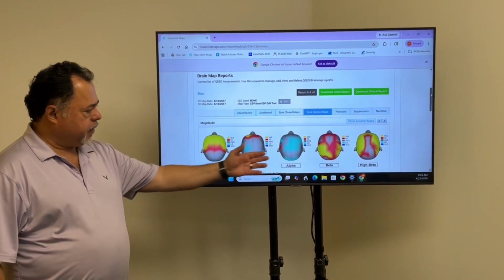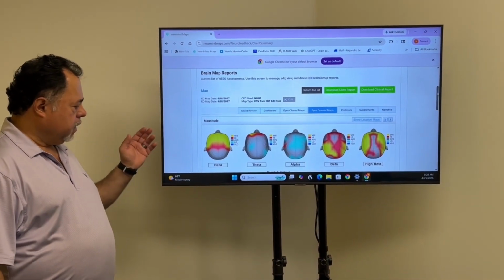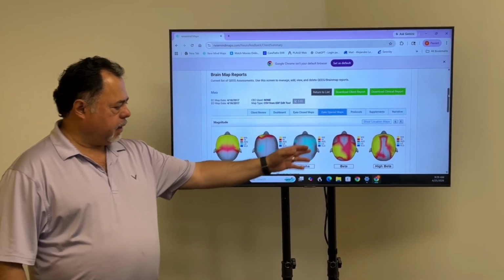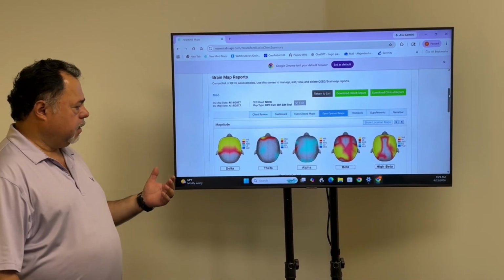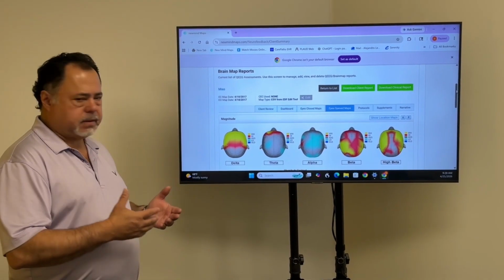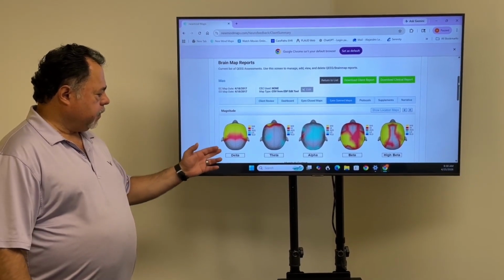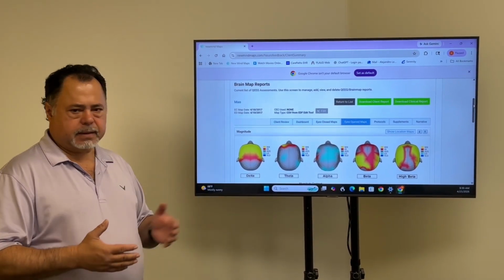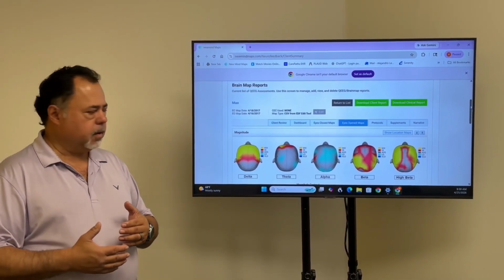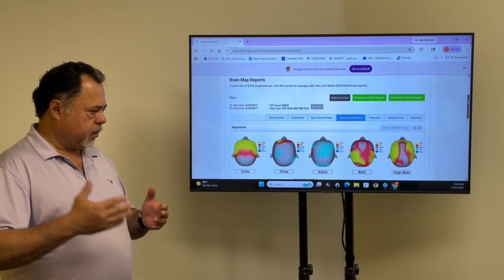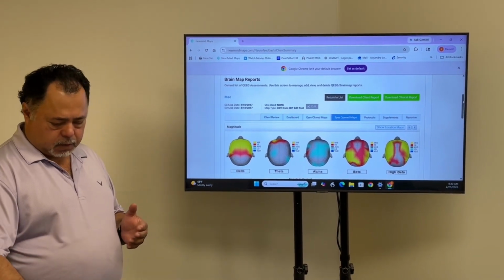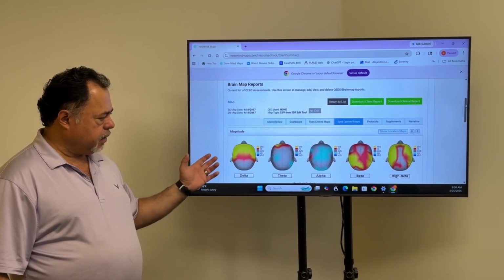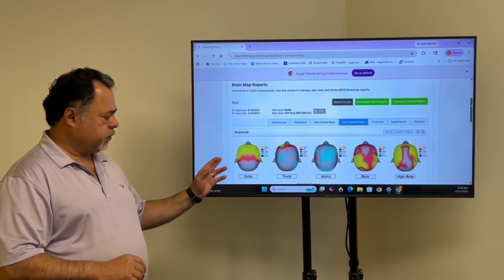So in this brain mapping, we have five specific brainwaves: delta, theta, alpha, beta, and high beta. We're going to explain the ramifications of these brainwaves in mental health. For instance, delta, we produce delta during sleep. High delta indicates sleep, and indicates a little bit of anxiety as well. So when we see these brainwaves in our clients, we have to focus on those.